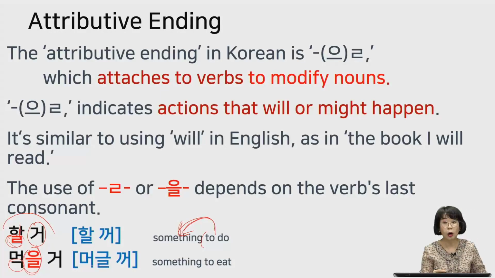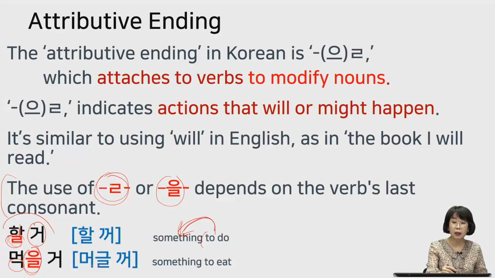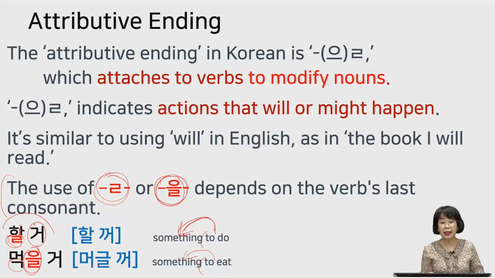할 거. So the use of ㄹ or 을 depends on the verb's last consonant. So, vowel plus ㄹ. Consonant plus 을. 할 거. 먹을 거. 먹을 거 means something to eat. 할 거, 먹을 거.